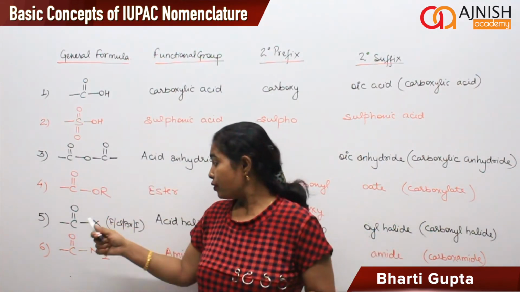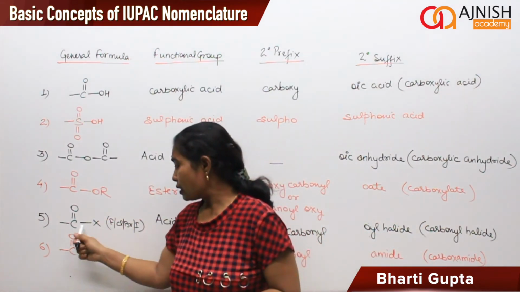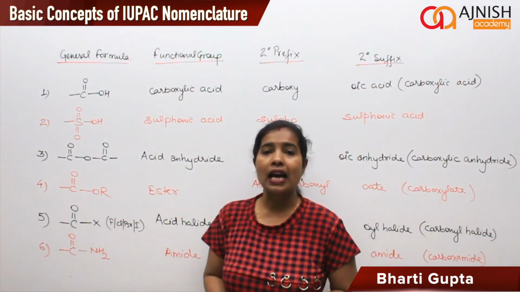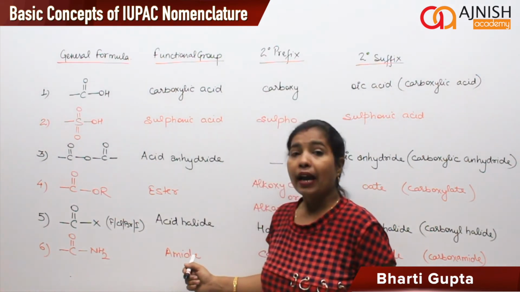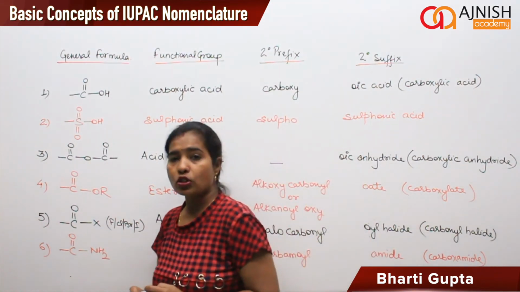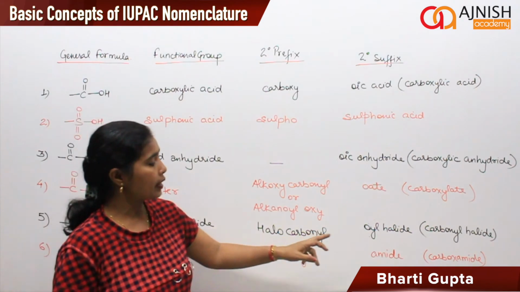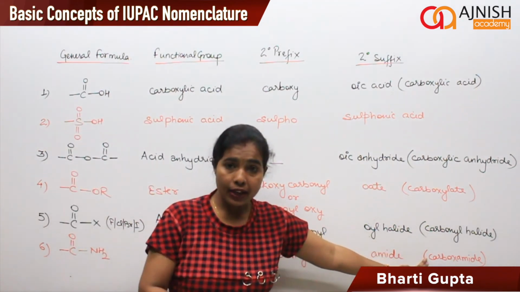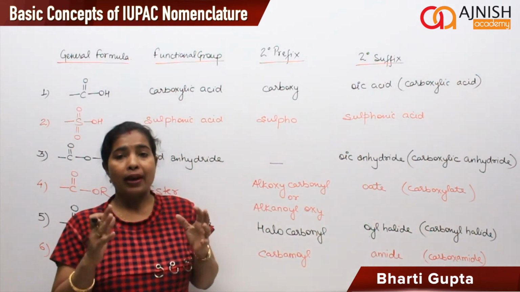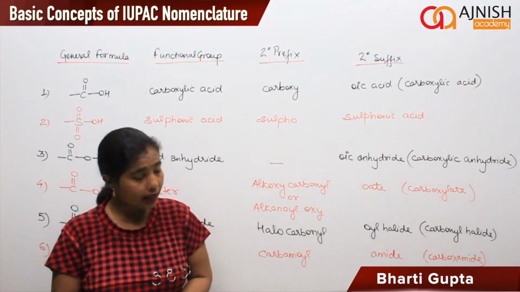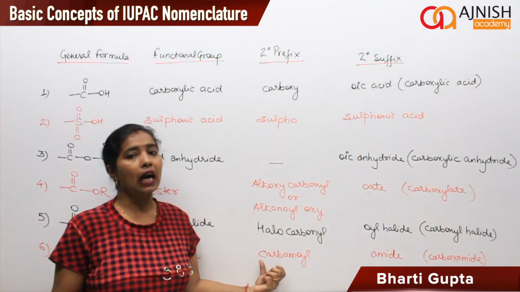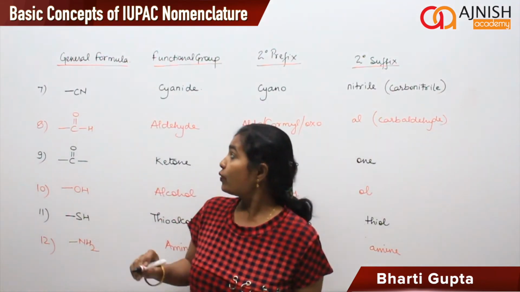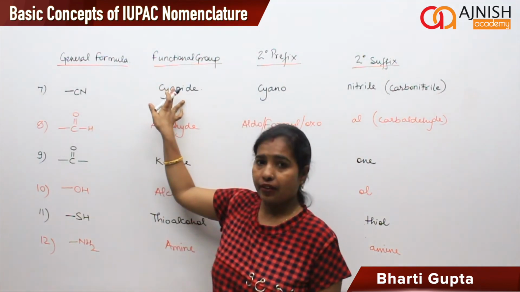Then if we have the CONH2 group, this is amide. When the CO group is directly attached to the NH2 group, this is called acid amide or simply amide. And when this is present as the main functional group, we use a secondary suffix and it is called amide or carboxamide. And if in any case the amide group is present as a substituent, then we use the prefix carbamoyl for amides.